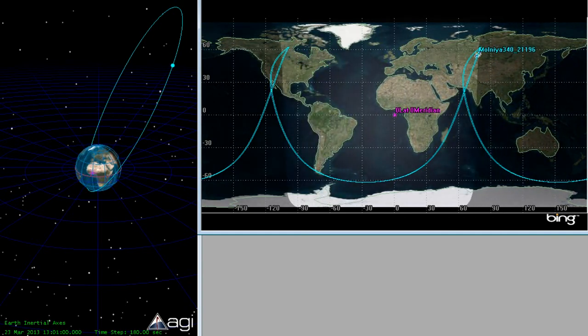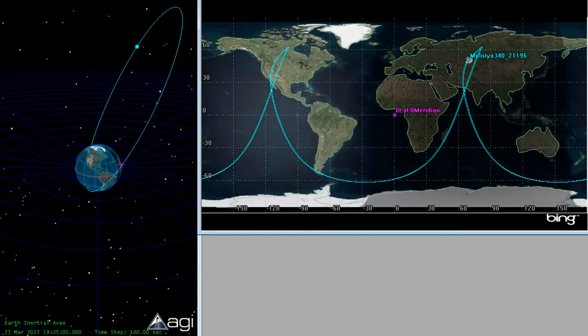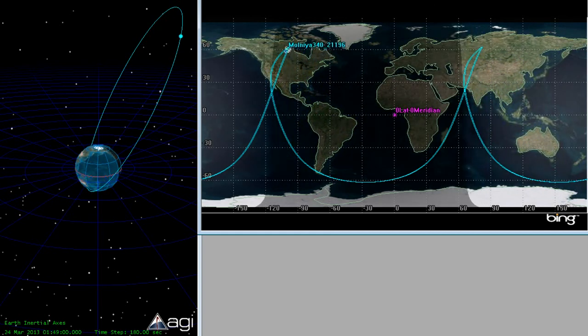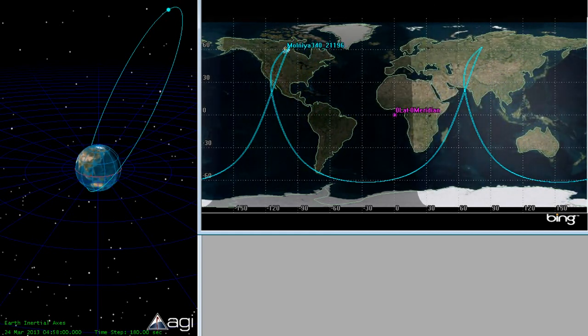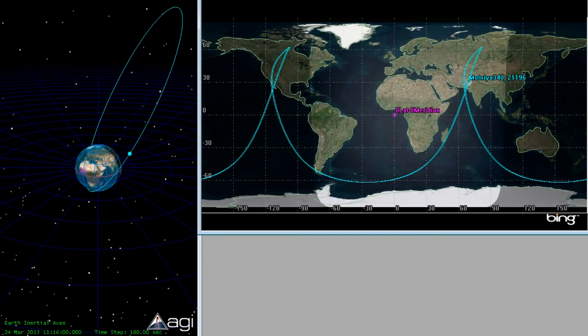And it's semi-synchronous, setting itself to orbit once every 12 hours. So it loiters high over Russia, and then high again over North America. Wonder why that would be. For continuous coverage, though, this would take about 3 satellites so that there is always one overhead.